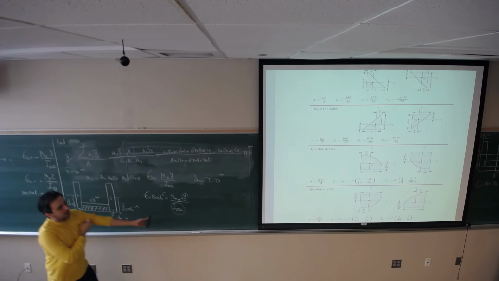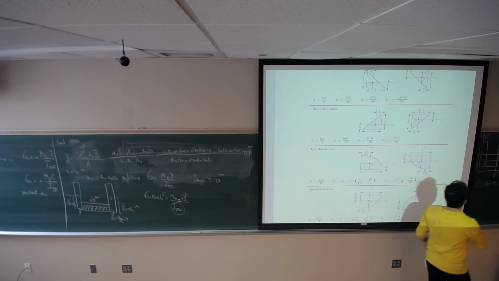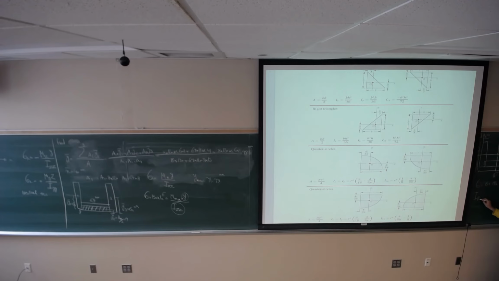We are not done yet because we need to find I ZZ with respect to, if this is the axis labeled as X, with respect to the Z neutral axis. How can I find the second moment of area with respect to this axis? We are using the parallel axis theorem.